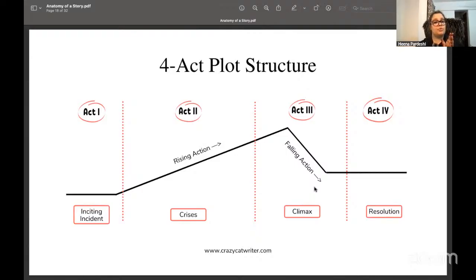In Act 2, you can call it Act 2A, Act 2B, or you can call them Act 2 and Act 3. Okay, we are going to call them Act 2 and Act 3. In Act 2, we will have a response. That is the reaction to conflict from a character.